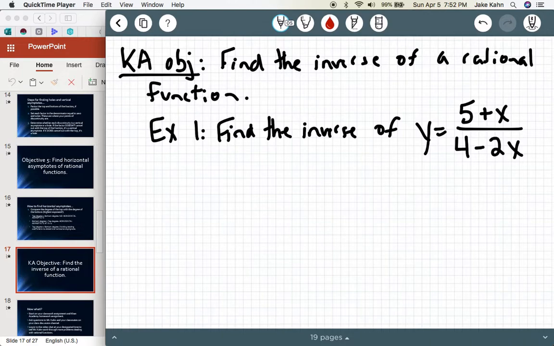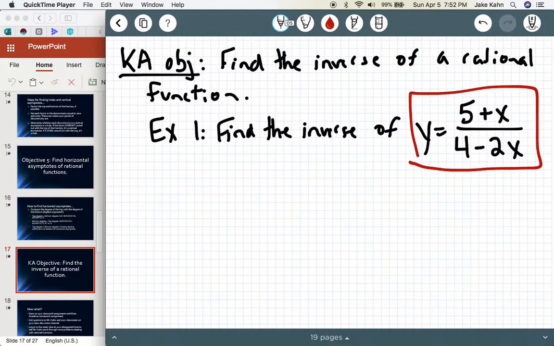So first of all, when we are finding the inverse of a function like this, our first step is we are going to switch x and y, and that's what I'm going to do right now. Y becomes x, and x becomes y. So now we have x equals 5 plus y over 4 minus 2y.